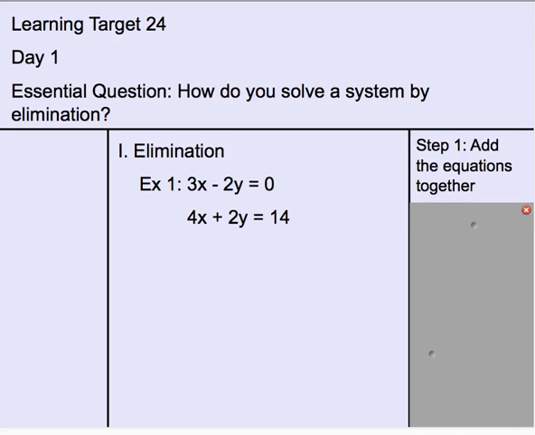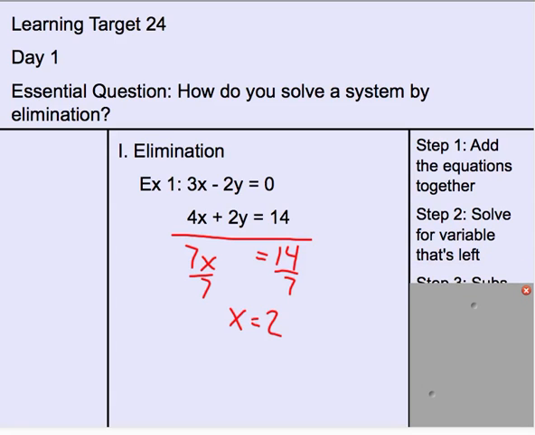When we take a look at our two equations here, notice how our y's both have a coefficient of 2. One is positive, one is negative. So I'm going to add my 3x plus 4x, that gives me 7x. Negative 2y plus 2y will cancel with one another. And 0 plus 14 is 14. Then it becomes a very simple divide both sides by 7 equation. So x equals 2.